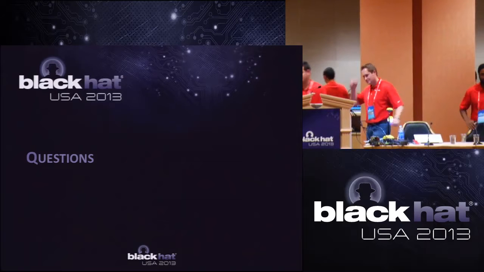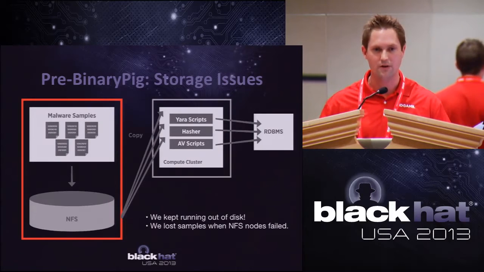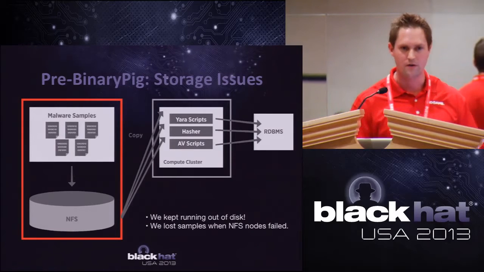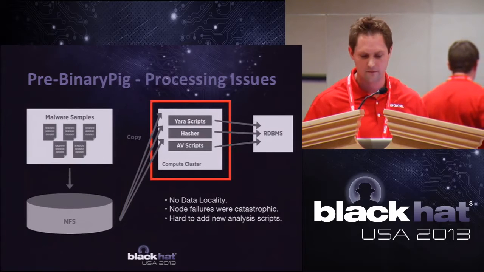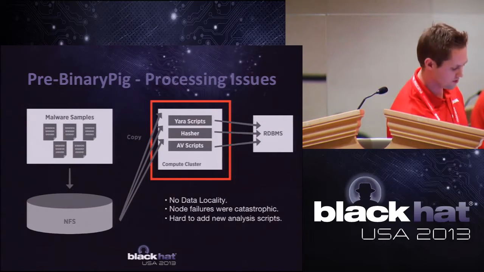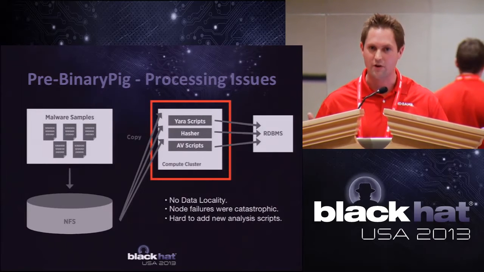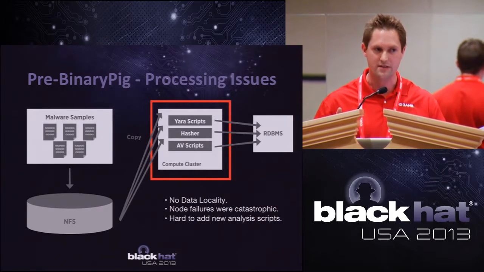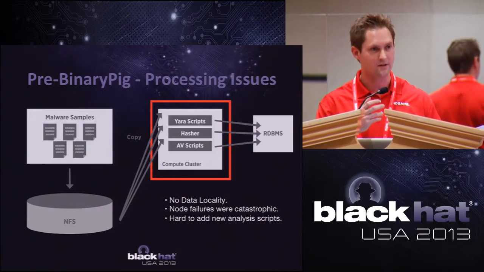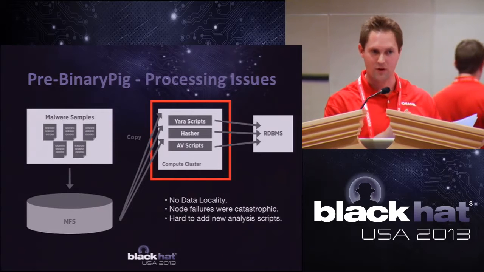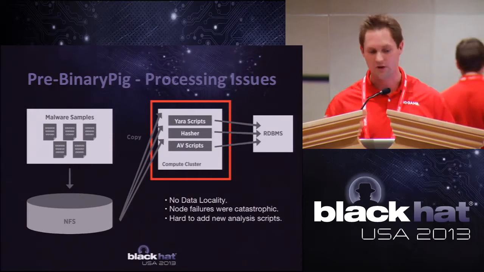So the data had to be copied across the network every time we wanted to process this malware. NFS does do some caching locally, but it really didn't work very well for the problem we were trying to solve. Next, the compute cluster had some problems of its own. Like I just mentioned, very poor data locality, so the processing time gets dominated by copying data off the disk of that one NFS server and then across the network.